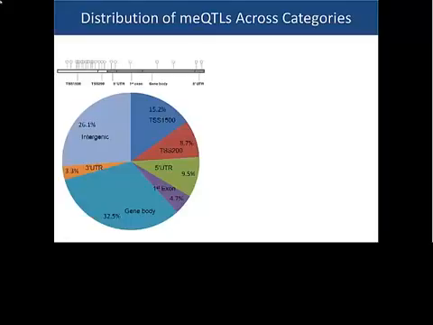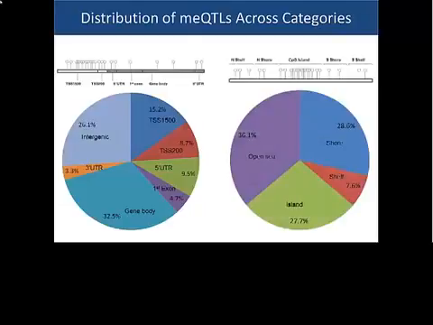So here is the distribution of the methylation QTLs across different genomic categories. For the first analysis, you can see that the intergenic region, gene body region, and the transcription factor regions accounted for a roughly similar proportion of the detected methylation QTLs. And also, we investigated the open sea, the CpG island regions and the non-CpG island regions, and these three categories accounted for roughly the same number of detected methylation QTLs.